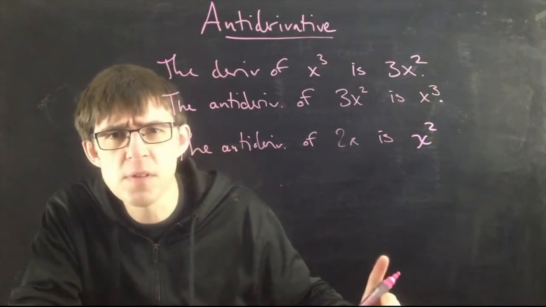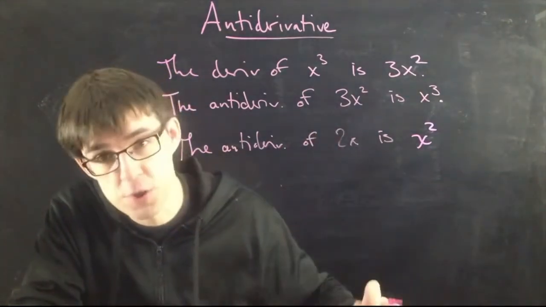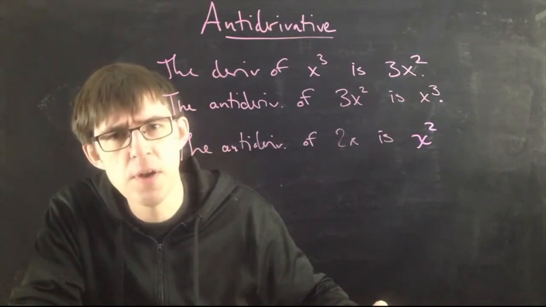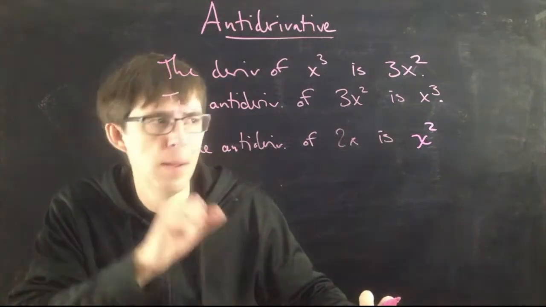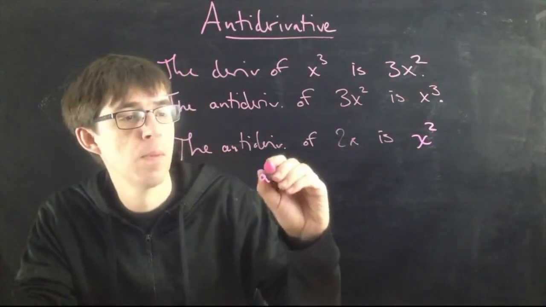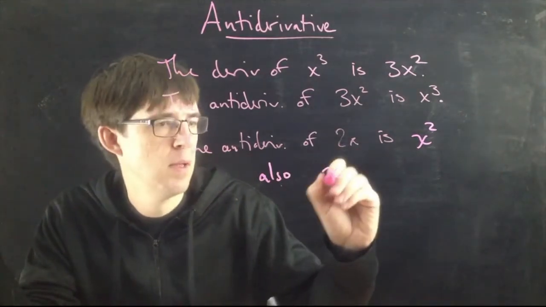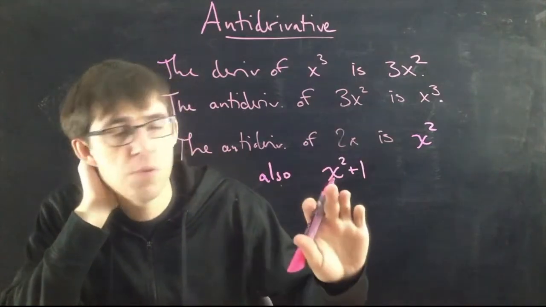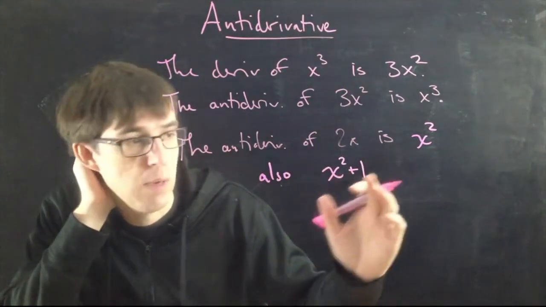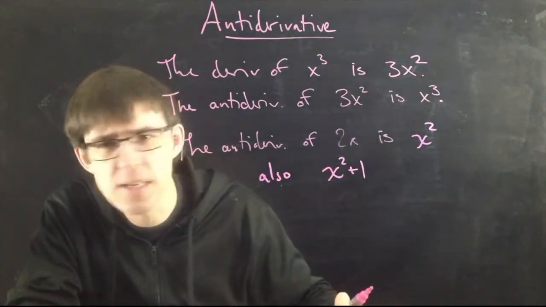Actually, there's a bit of a subtlety when you're doing antiderivatives. X squared is not the only function whose derivative is 2x. Can you think of another function whose derivative is 2x? It doesn't have to be x squared. How about x squared plus 1, right? Because when you take the derivative here, you get 2x from that part and this part disappears. So x squared plus 1 is also an antiderivative.